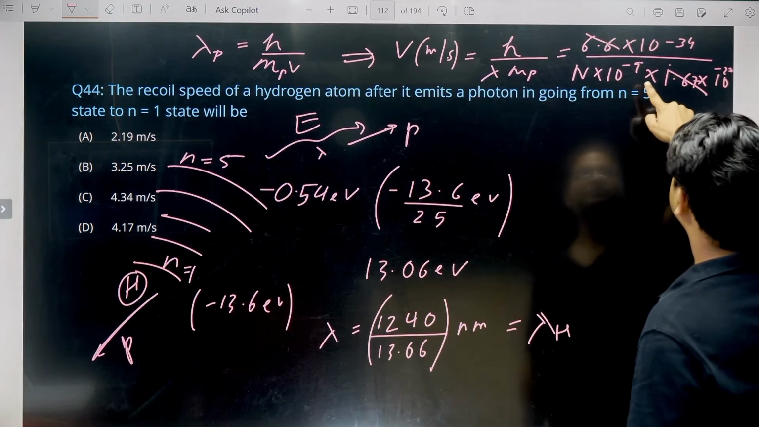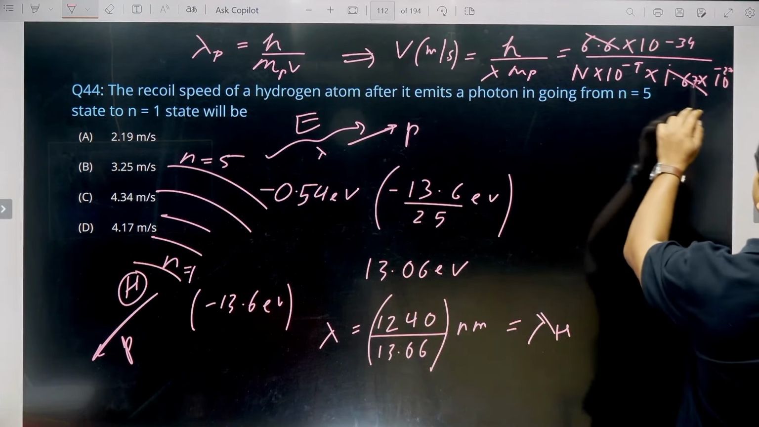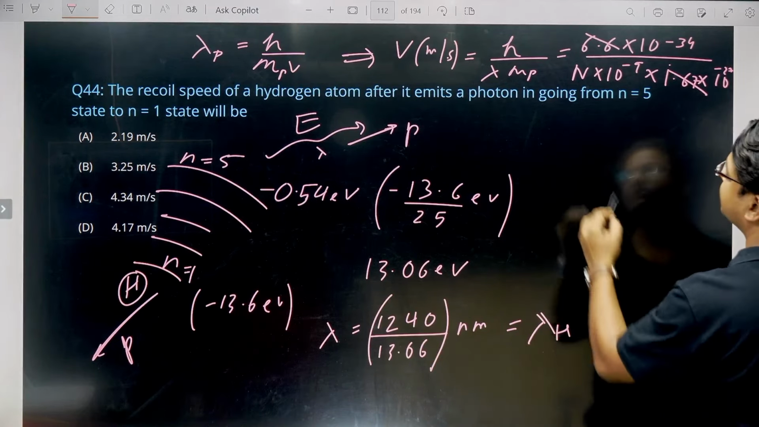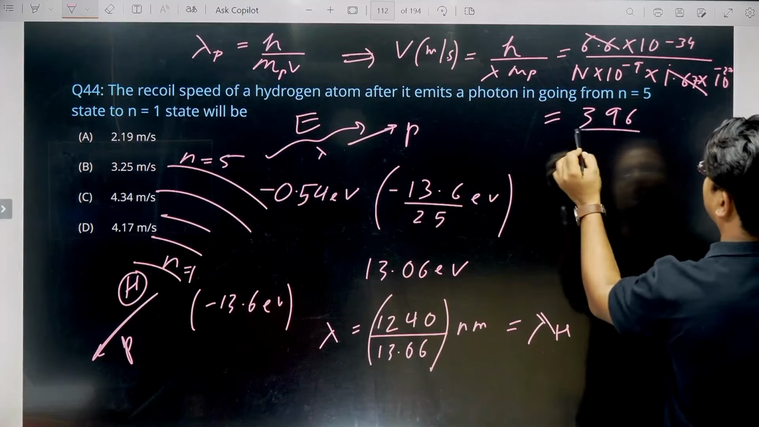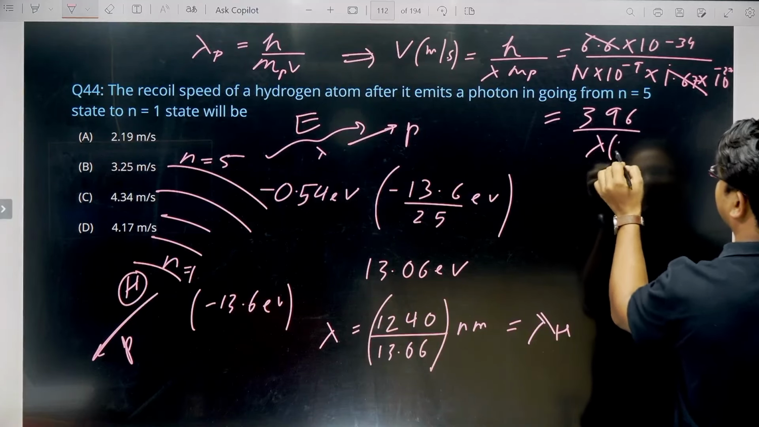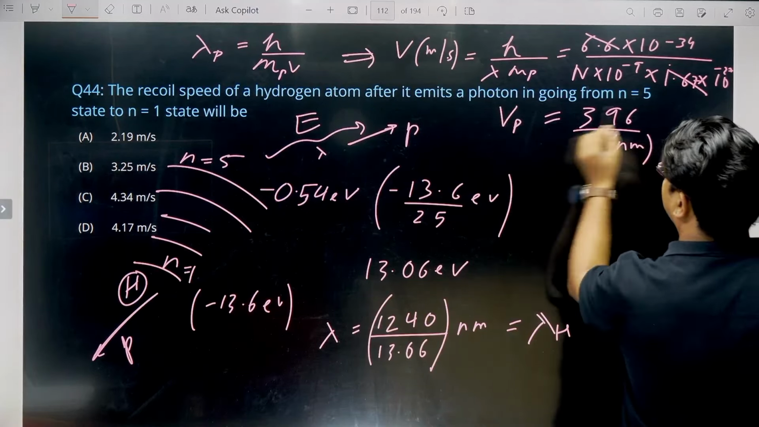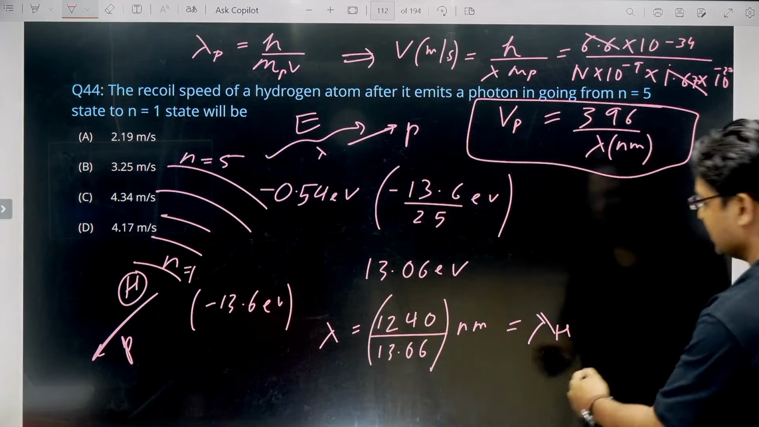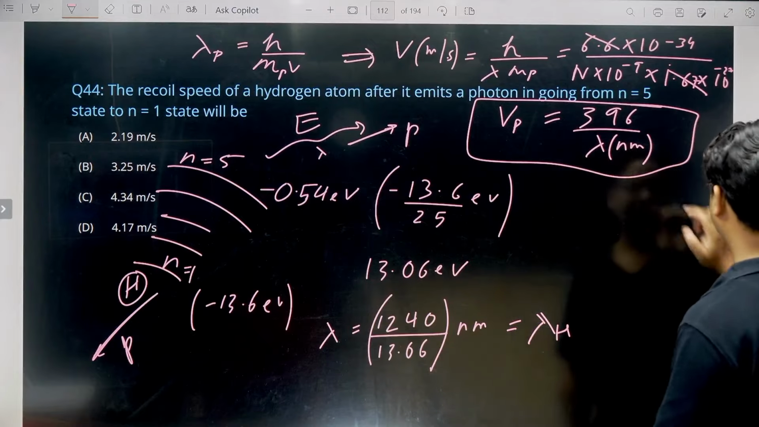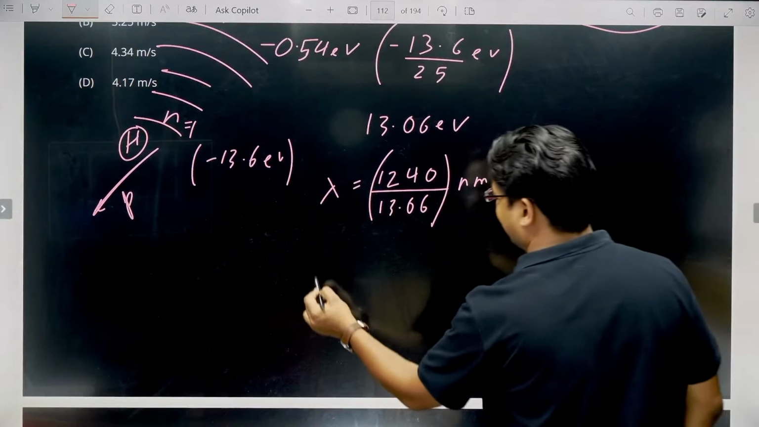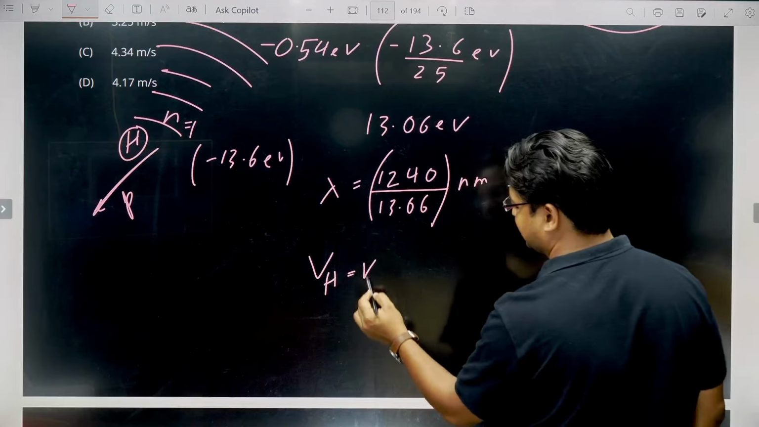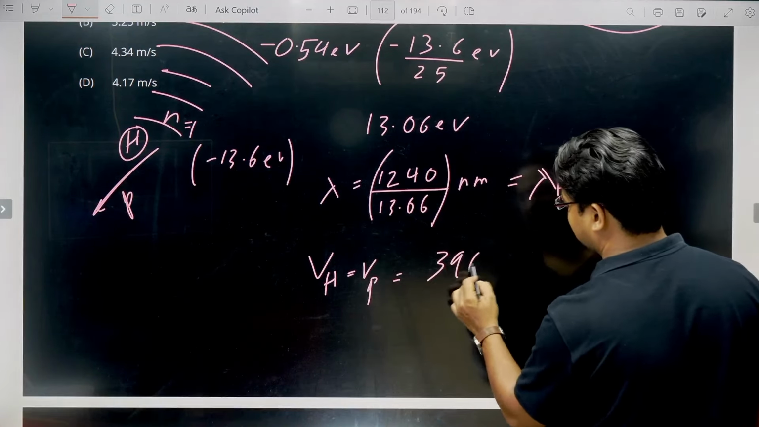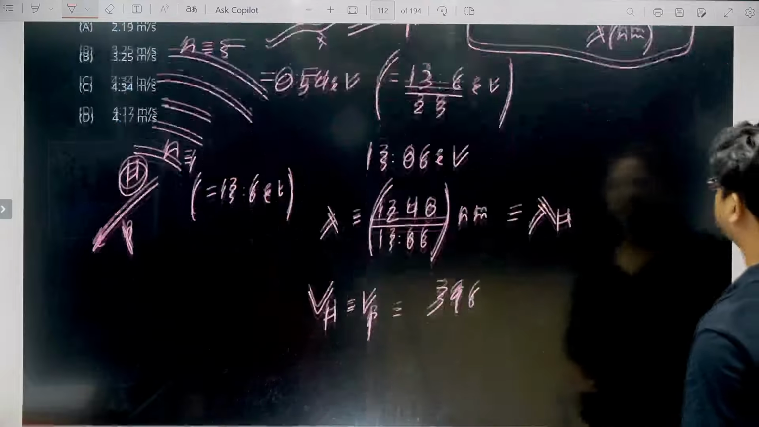This becomes 10 raised to power minus 36. So 3.96 becomes 396, so 396 upon whatever the wavelength is in nanometer. If you want to remember this as a formula, you should do that. It will benefit you a lot, because the moment you got this number, if you learn this formula, you can directly write the velocity of hydrogen atom, which can be treated as a proton because they have the same mass, as 396 divided by lambda.